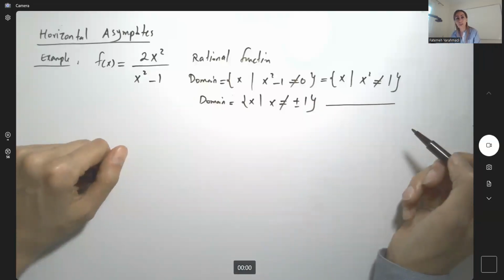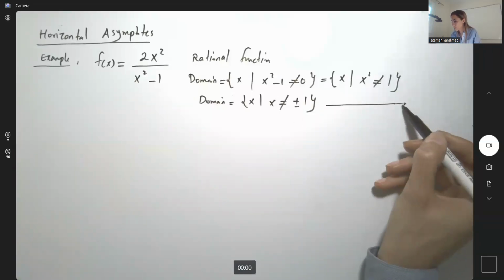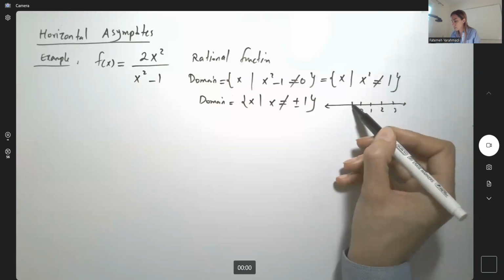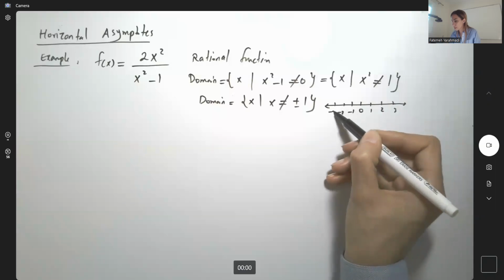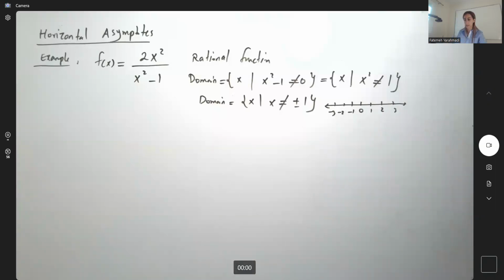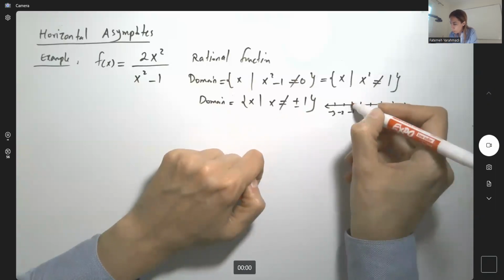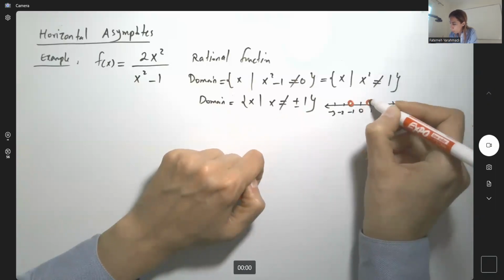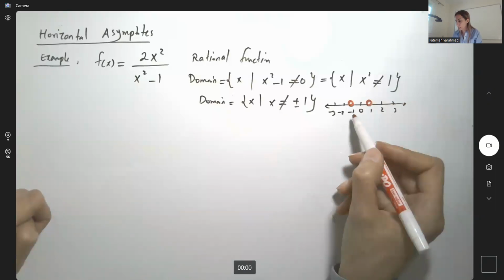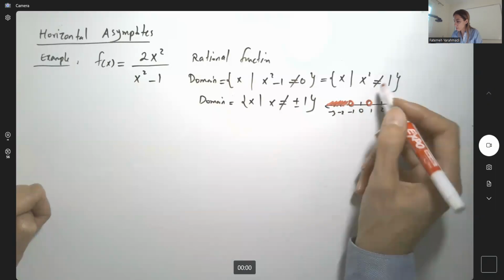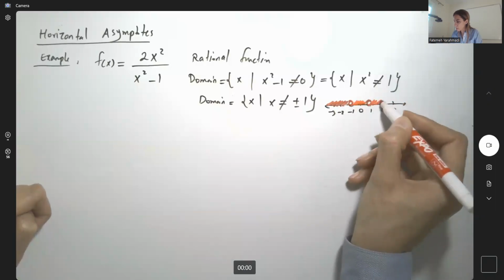If I ask you to visualize the domain, you're going to see that this is my x-axis, 0, 1, 2, 3, some positive numbers, negative 1, negative 2, negative 3, some negative numbers. And then, since you have two numbers, you're going to use two open circles, two holes here. You're excluding 1 and negative 1. And you need to shade the rest of these. There we go.